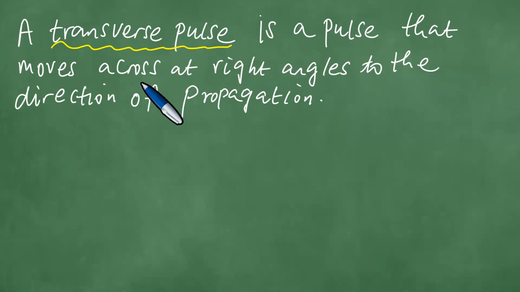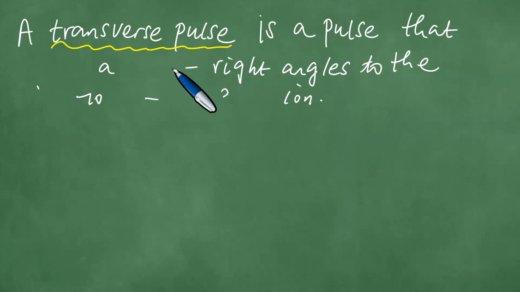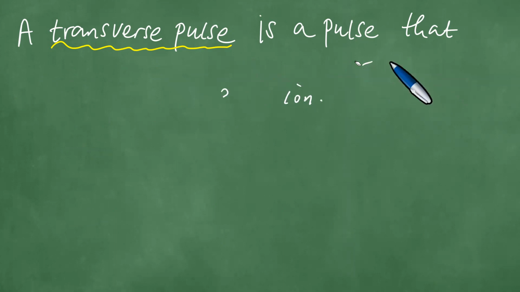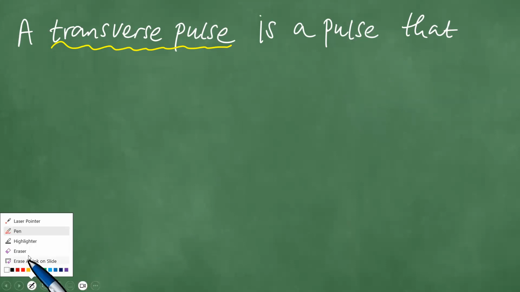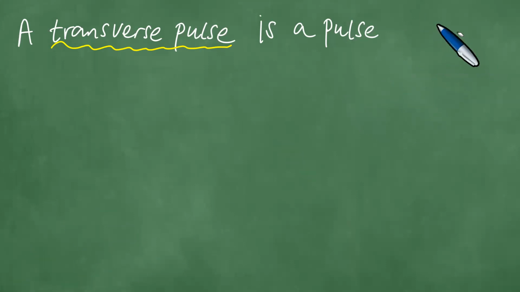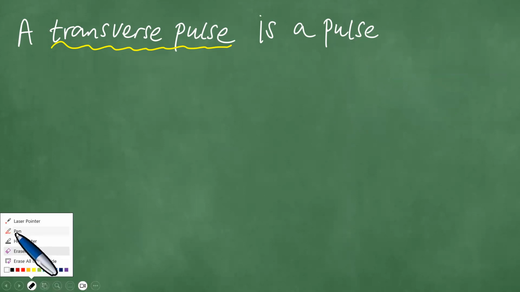Right, so we note that a transverse pulse is in the first place a pulse. And I want to define these differently. I want to involve the word particles here in the following manner. Let me clean this up. I want to state this in a more concise manner.